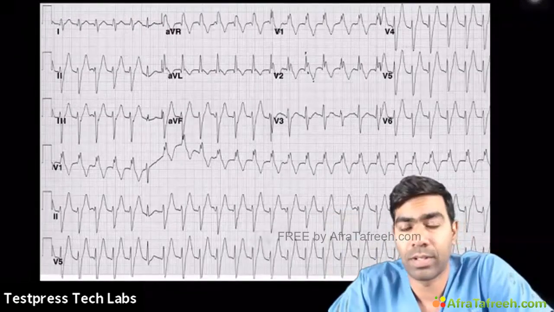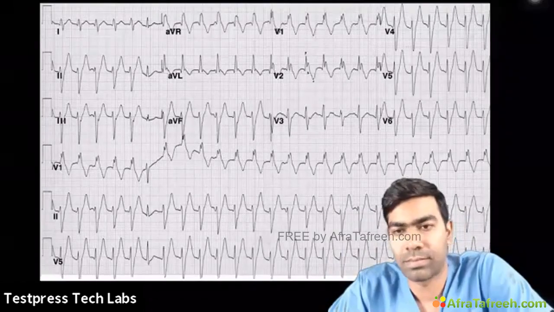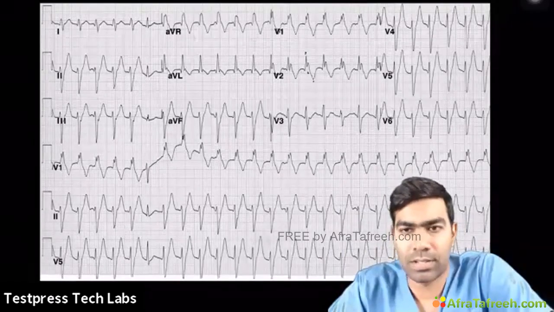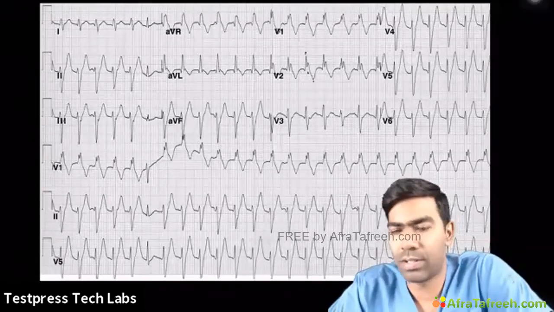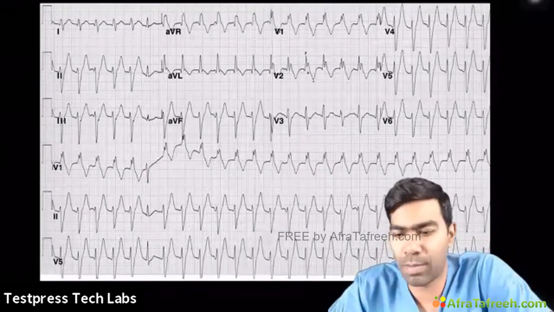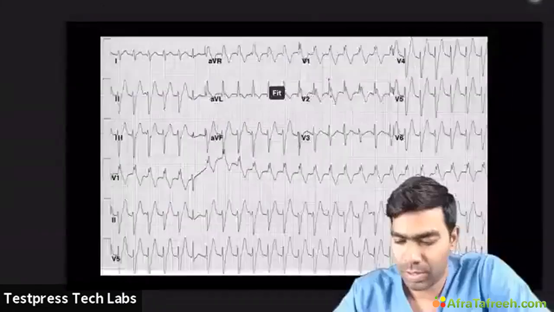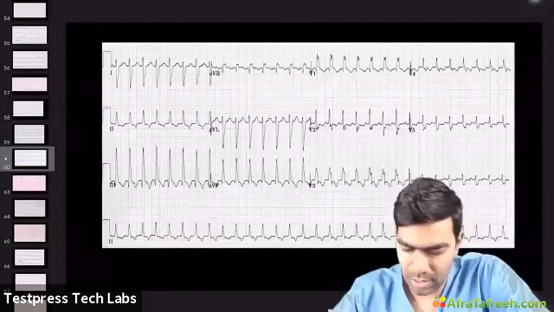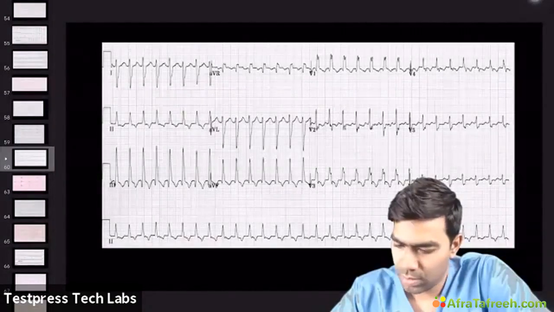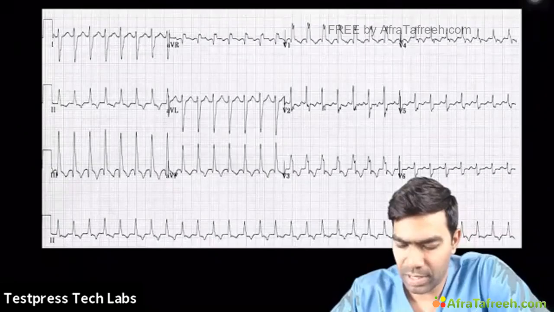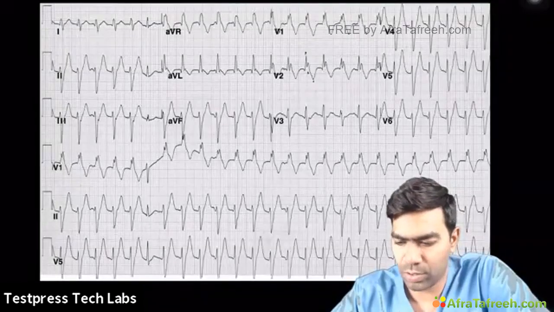Clear? Do you understand? Are you understanding or not? Yes. So this is a left posterior fascicular ventricular tachycardia, left posterior fascicle VT. All right. Then what is this one? In that you have one more finding also, which I have not told you.